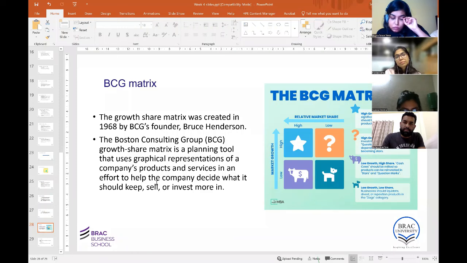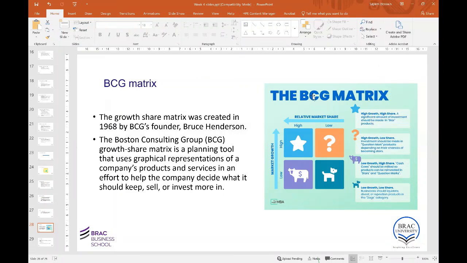So according to the Boston Consulting Matrix, or BCG Matrix, which is also known as the growth share matrix, you can measure your strategic business units. Let's say you have lots of different business units. So you need to measure their performance in terms of market growth or market share. And depending on that, you can categorize your businesses into these 4 different categories.